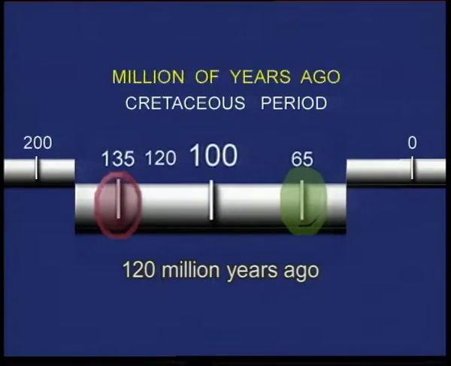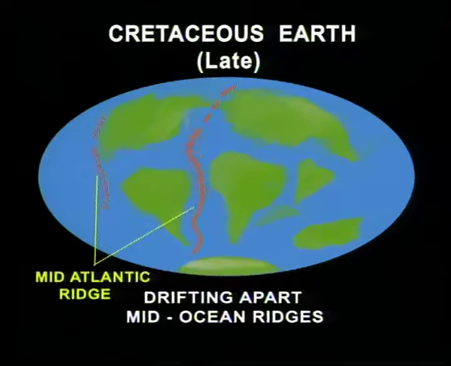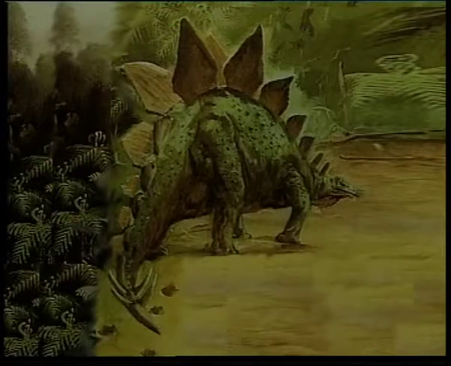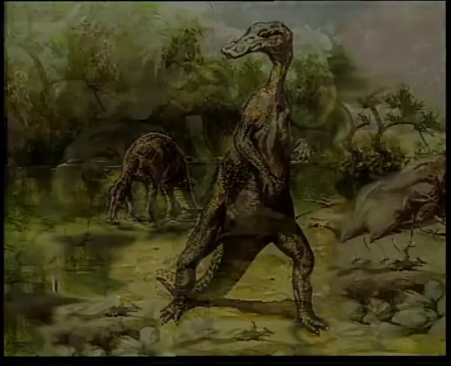About 120 million years ago, the newly formed mid-ocean ridges displaced seas, flooding the continents with water. This fragmentation of continents isolated evolutionary lines such as marsupials, and created a warm climate for dinosaurs.